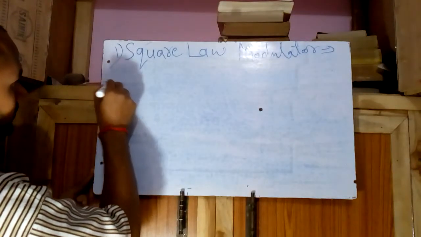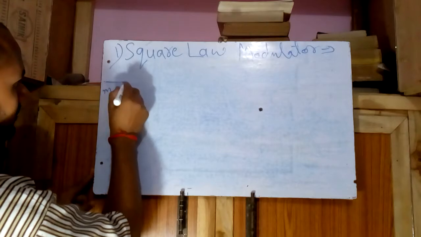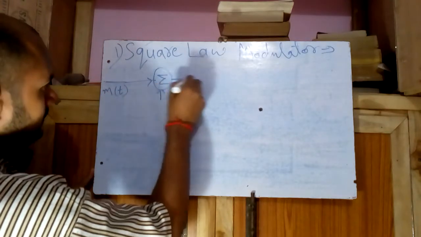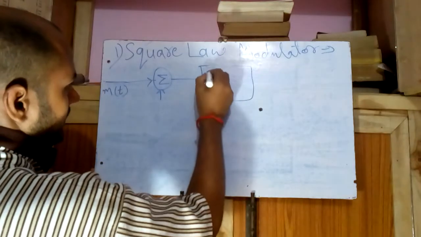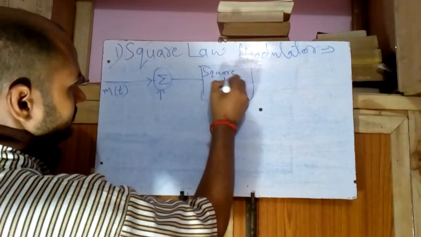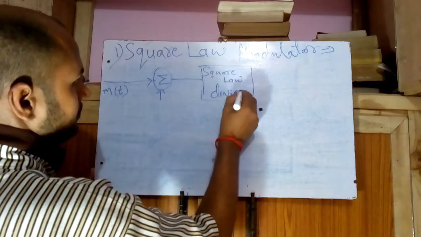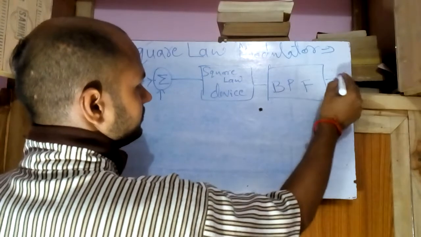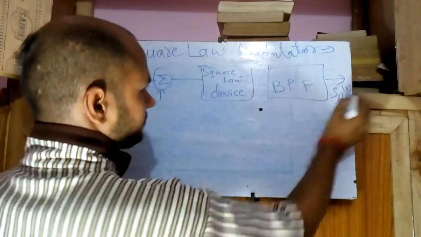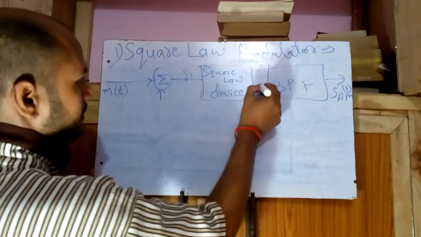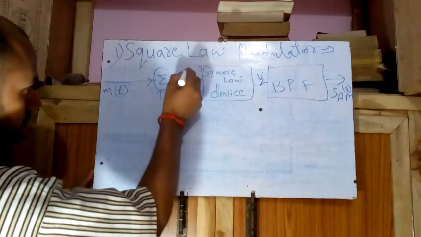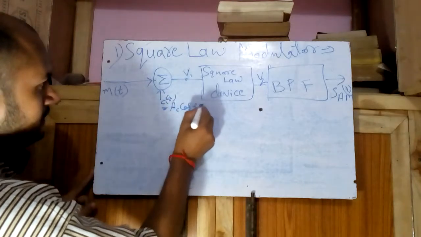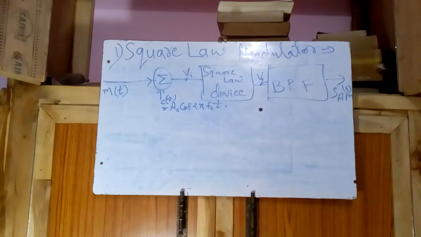The block diagram will be like this. This is the message m(t). This is the adder. This is the carrier c(t), and it is a square law device. And this is the band pass filter. And this is s_AM(t). Here we can say it is V1 and we can say it is V2, right? This is c(t), AC cos 2 pi fc t, right?